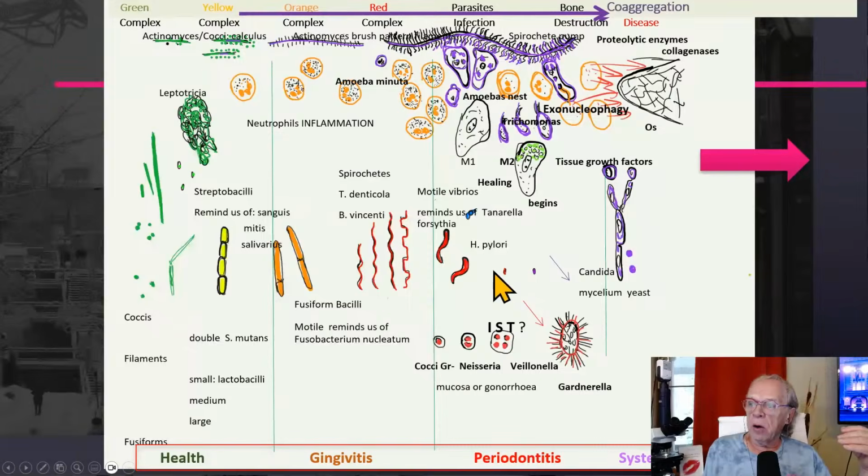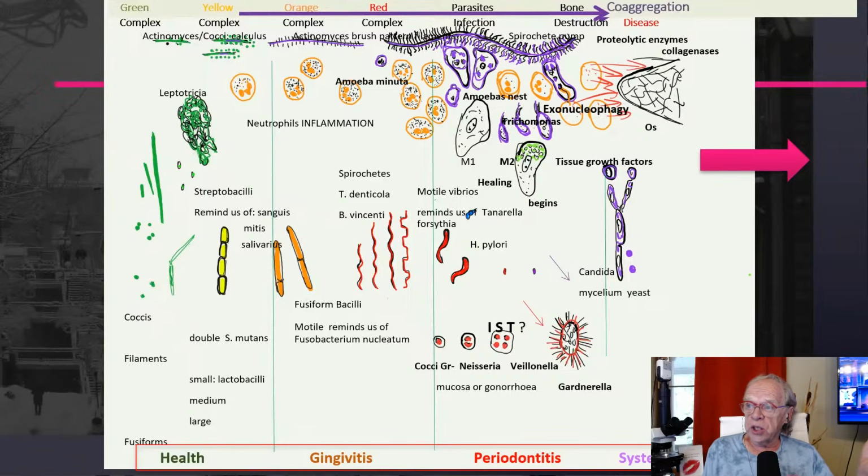We could say also Porphyromonas here or AA would be present. Yes, it also destroyed the bone, maybe, but those parasites, neutrophil, and all those bacteria are quite easy to see and understand.